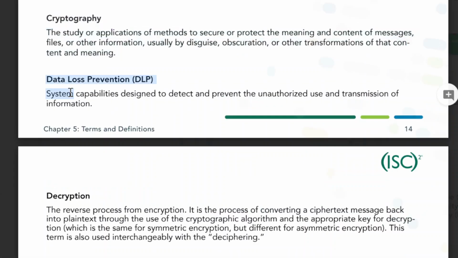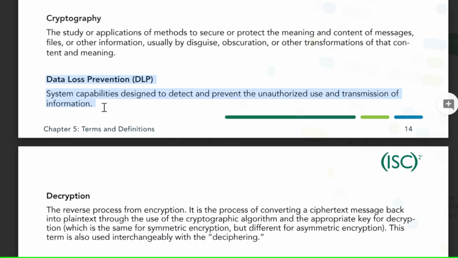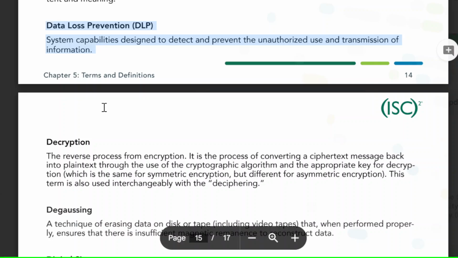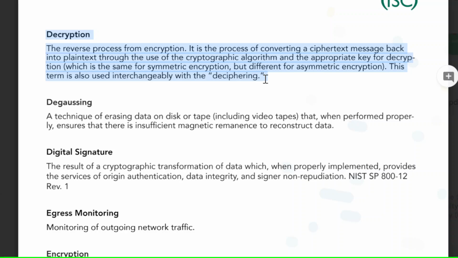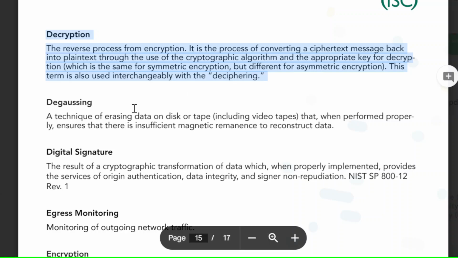We have DLP, data loss prevention, system capabilities designed to detect and prevent the unauthorized use and transmission of information. And we have decryption. The reverse process from encryption is considered decryption. It is the process of converting a ciphertext message back into plaintext through the use of cryptographic algorithms and the appropriate key for decryption, which is the same as for encryption in symmetric cryptography but different for asymmetric encryption. This term is also used interchangeably with deciphering.